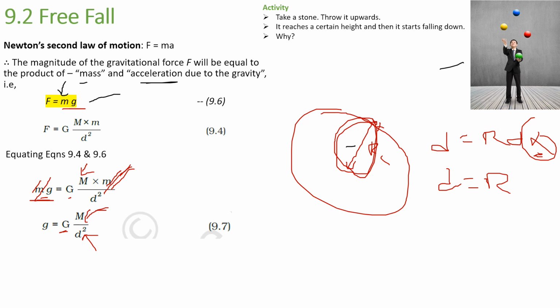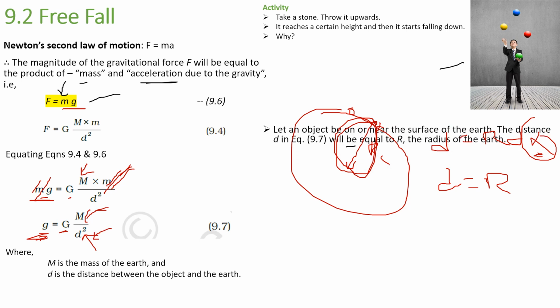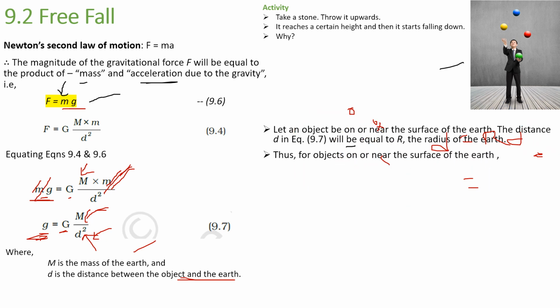All right. So now what is g? Small g, the acceleration due to gravity, is equal to G into M by d square. So if the object is on the Earth, I can simply replace d with the radius of the Earth. Simple. Where M is the mass of the Earth, and d is the distance between the object and the Earth. You know that, right?